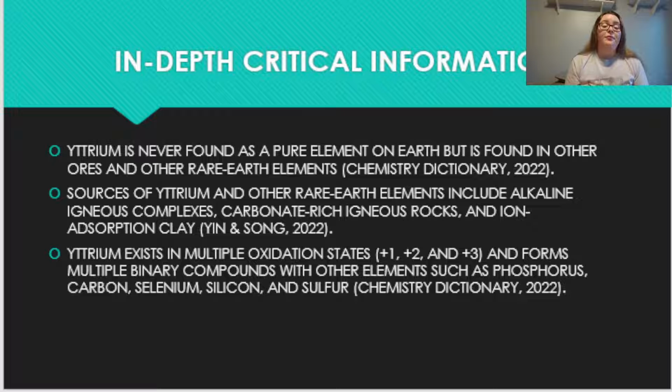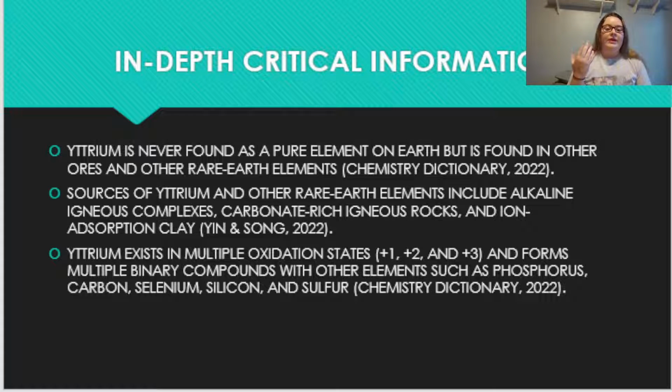So some in-depth critical information that the instructor could first give with direct instruction to introduce this topic to students would be, first off, yttrium is never necessarily found as a pure element on Earth, but it is found in other ores and other rare earth elements, and that is how it is then extracted. The sources of yttrium and other rare earth elements include things such as the alkaline igneous complexes, carbonate-rich igneous rocks, and ion absorption clay.